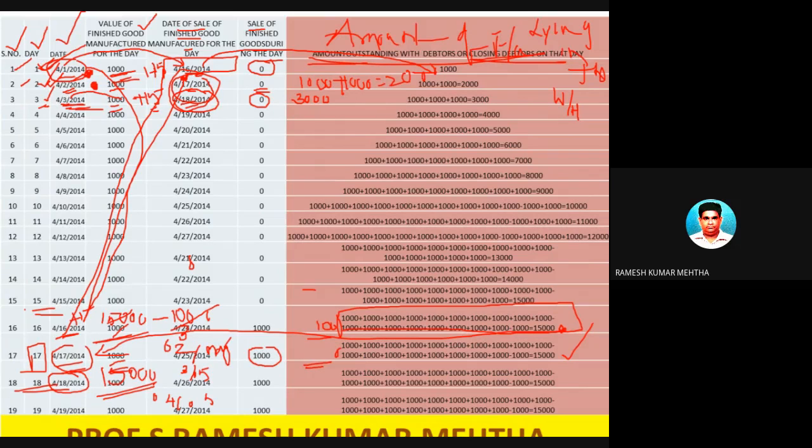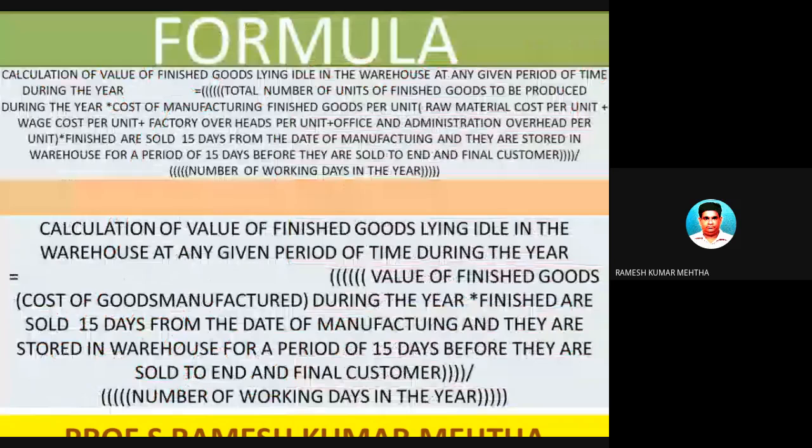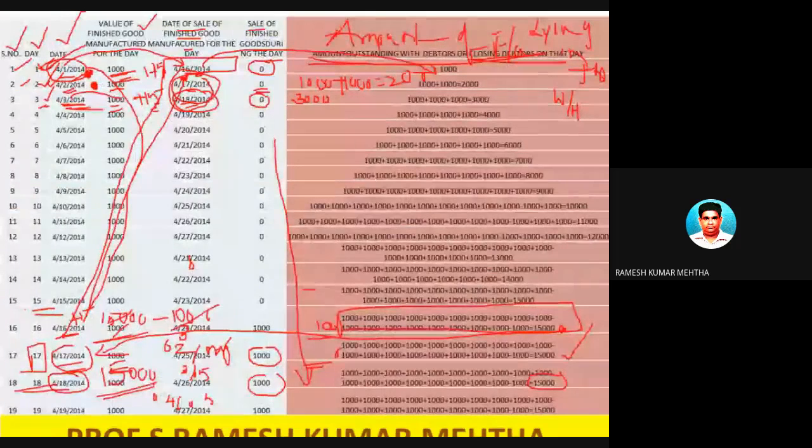So 15,000 plus 1,000 is 16,000, minus this 1,000 rupees will go out. So the finished goods lying idle is 15,000. If you continue like this, the amount of finished goods which will be lying idle in the warehouse at any given period of time is 15,000 rupees. This is the way you can understand the numerical problem of finding out the value of finished goods.